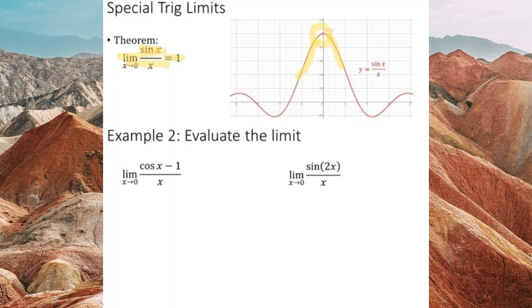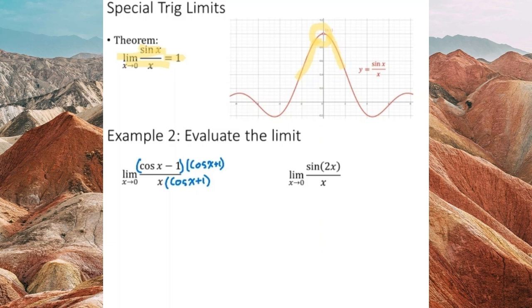In order to use the special limit in the cosine x minus 1 over x problem, what we need to do is rewrite our expression to involve a sine x over x. The way we're going to rewrite this is by using conjugates, very similar to what we've seen in pre-calculus when we were trying to either simplify trigonometric expressions or verify identities. The conjugate of cosine x minus 1 is cosine x plus 1.